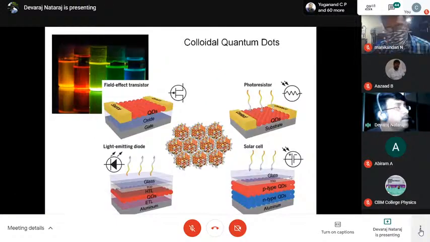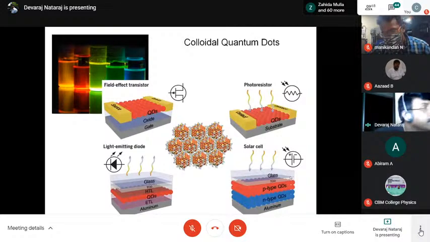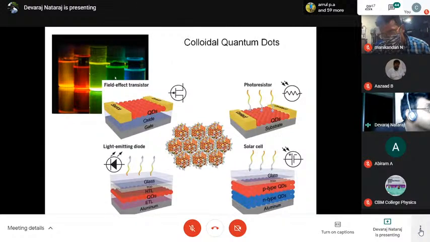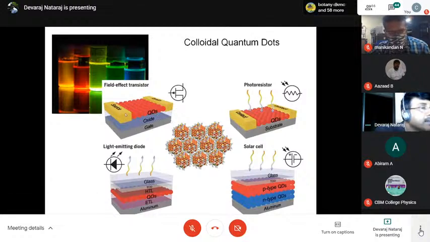Normally, colloidal quantum dots, for example, are obtained using a simple chemistry method, and you can see different colors. It is because of the quantum confinement effect and the change in the size of the nanoparticles. Using these quantum nanoparticles, you can have different device structures. As shown in this figure, you can construct transistors, solar cells, photoresistors, or LEDs, and so on.